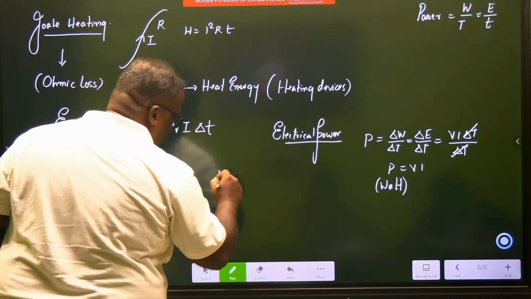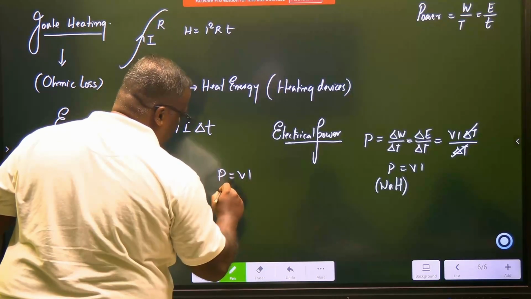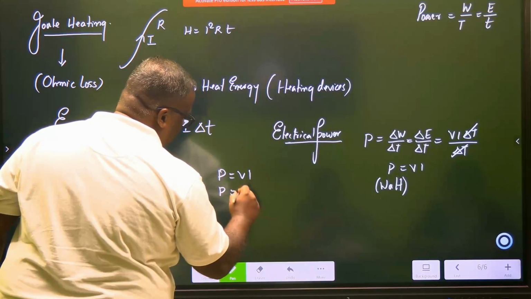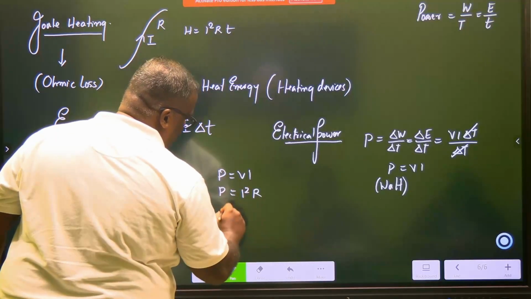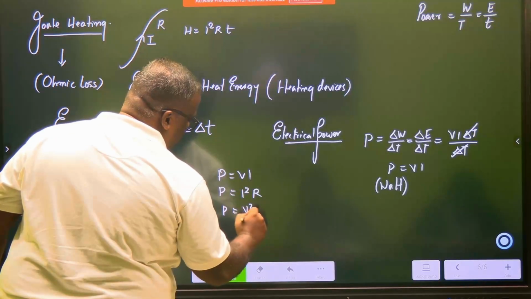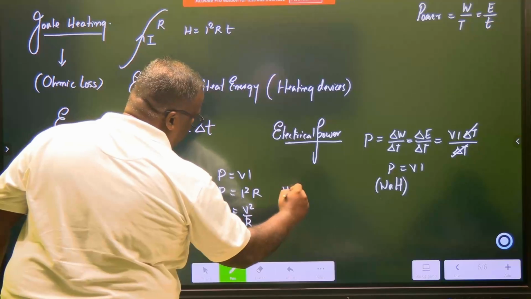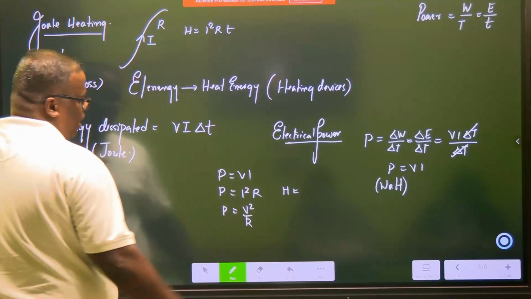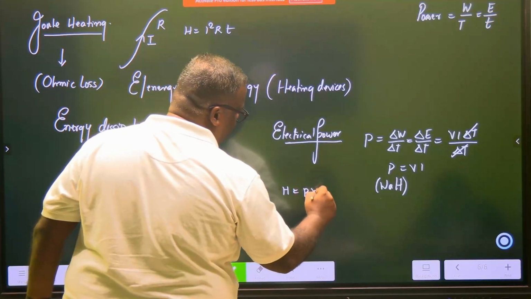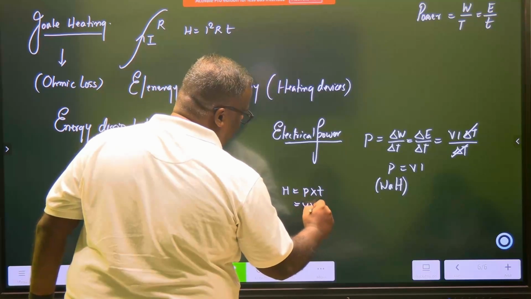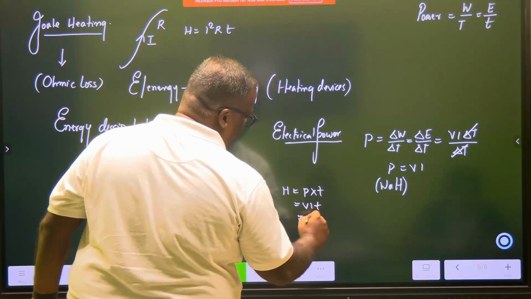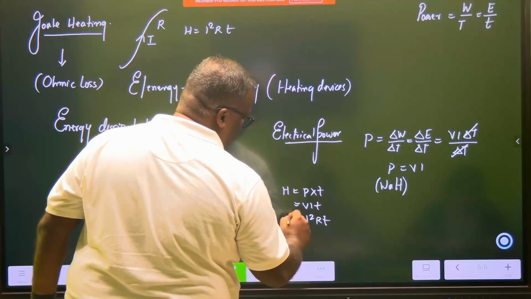So remember these formulas. Power equal to VI. Start playing Ohm's law here. Power is equal to I square R. Power equal to V square by R. And heat developed is power into time. Power into time. So this can be written as VI into T. It can be written as I square RT also.